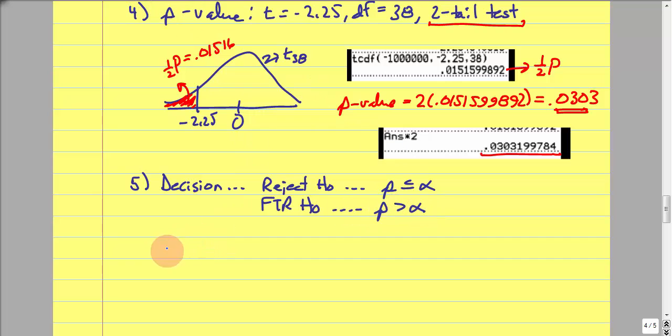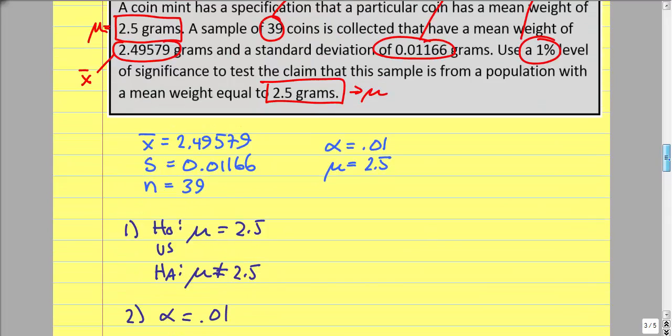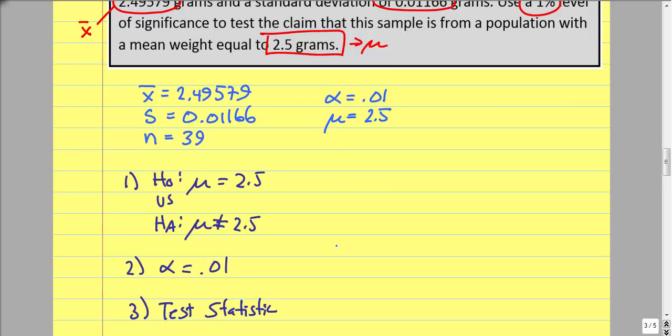Well, our p-value is 0.0303, and my alpha was 0.01. Now remember, the alpha was given to us. It's not anything I calculated. It was given to us in the problem, so using the 1% level of significance.